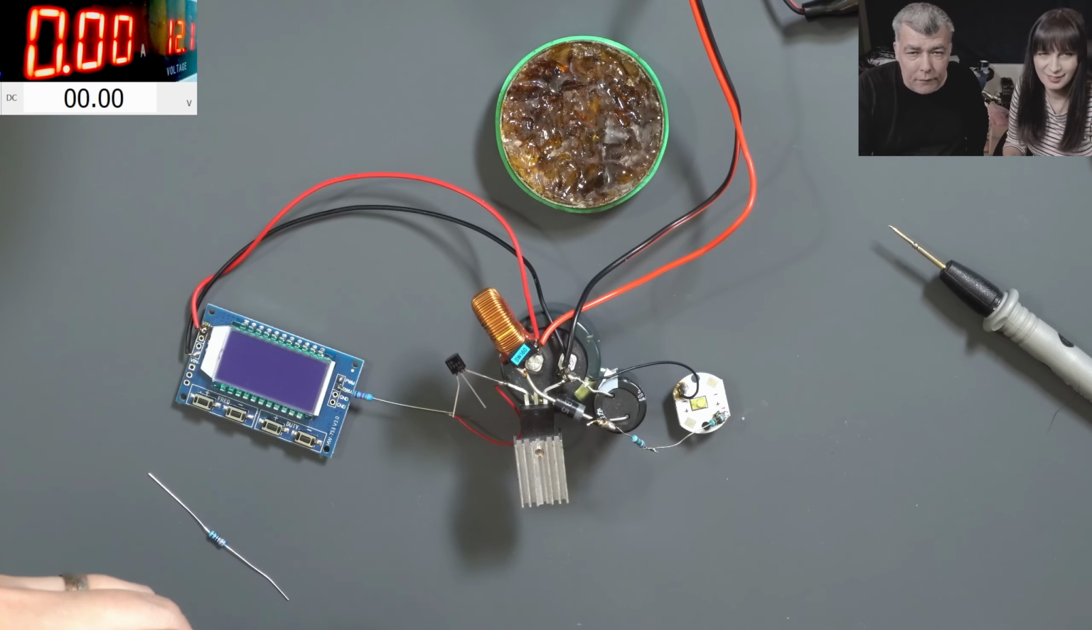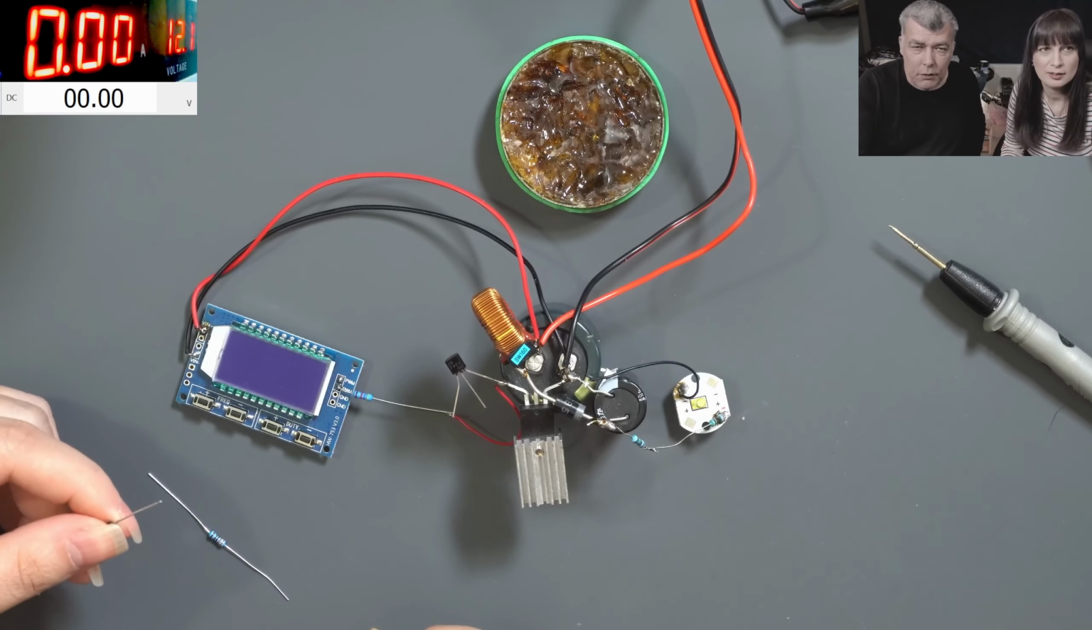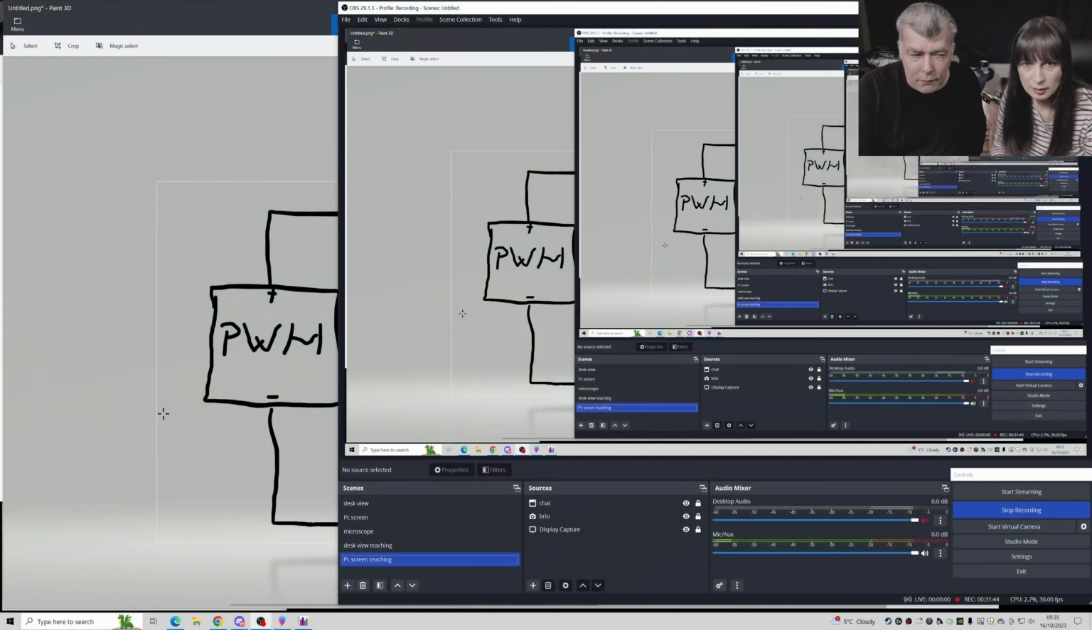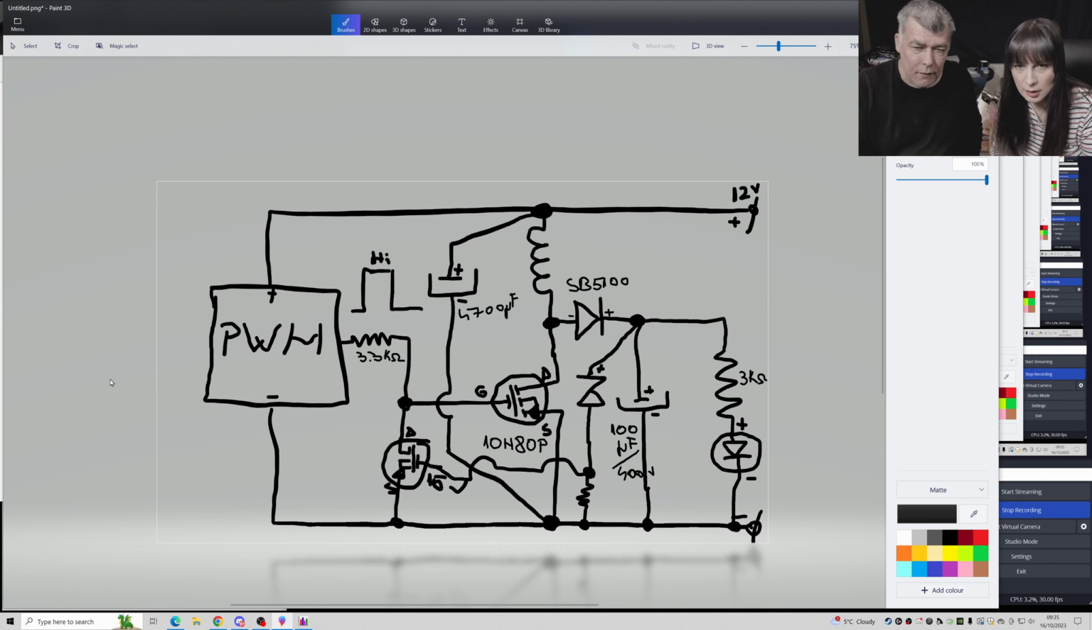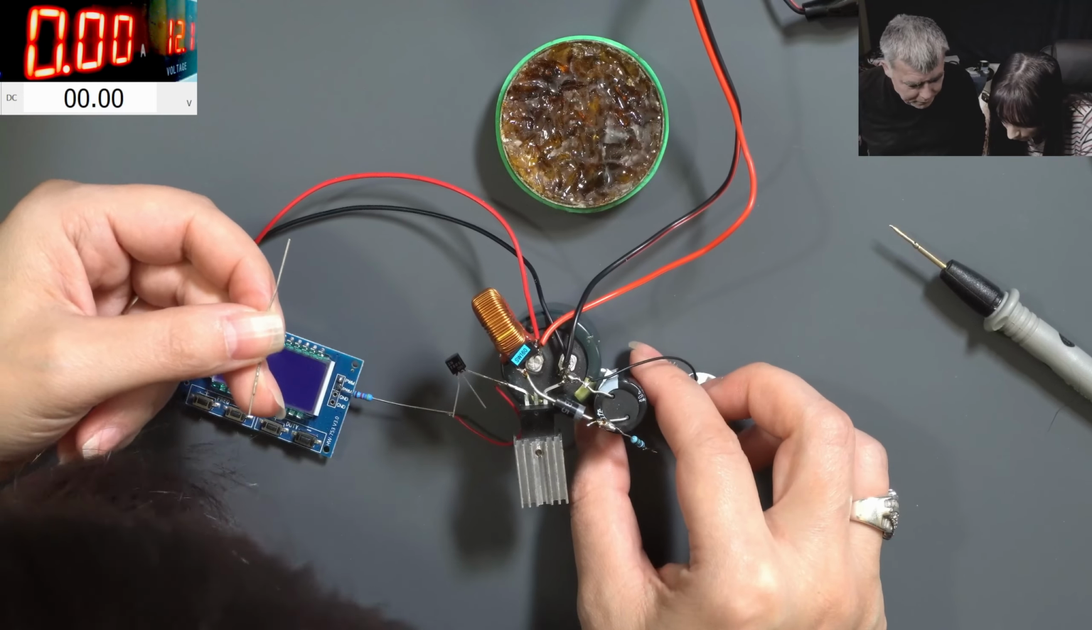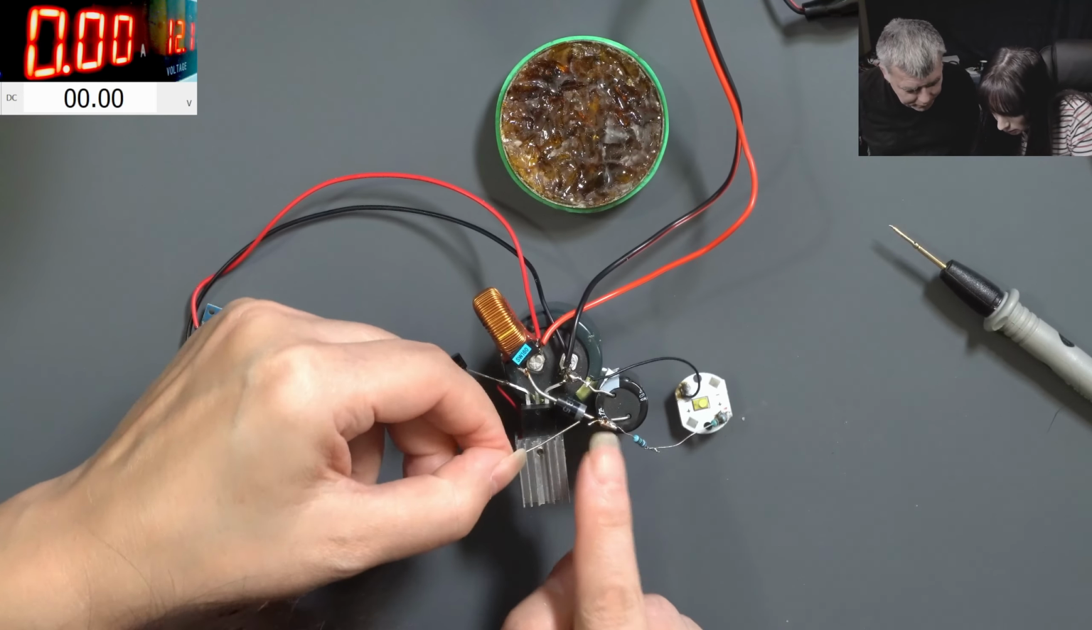Yeah, it's here. No, this one. Oh, sorry. Right. The Zener diode must be soldered from the capacitor output, through the diode, to the gate. Right? So wait a second. I'm waiting. This one is the plus.